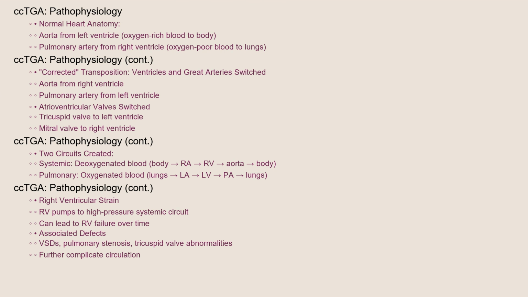So, while the arteries are switched, the blood still ends up in the correct circulation initially. However, this puts significant strain on the right ventricle, which is designed to pump blood to the low-pressure pulmonary circuit, but is now pumping to the high-pressure systemic circuit. This can lead to right ventricular failure over time. Additionally, many individuals with CTGA have other associated heart defects, such as ventricular septal defects or VSDs, pulmonary stenosis, or abnormalities of the tricuspid valve, which can further complicate the circulatory system.